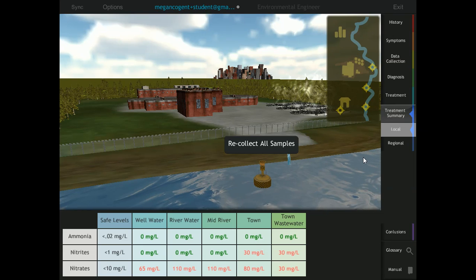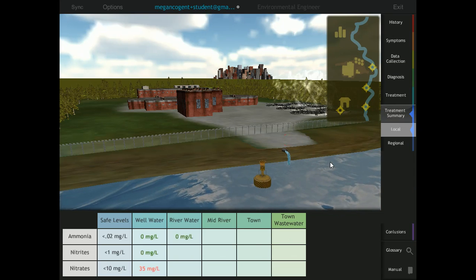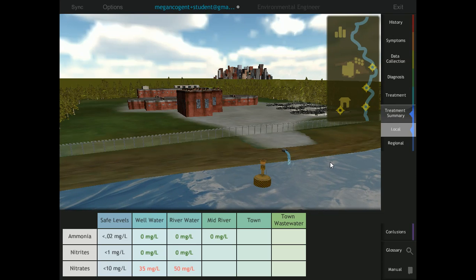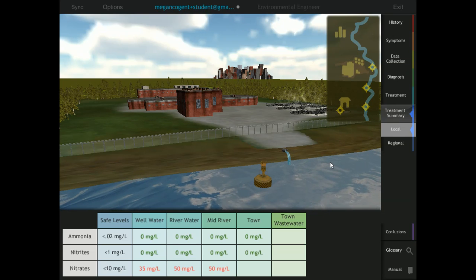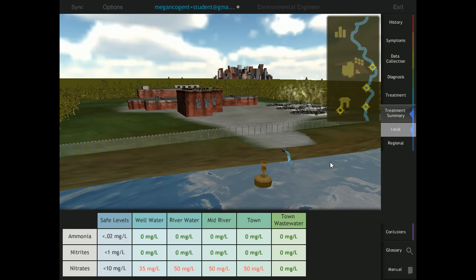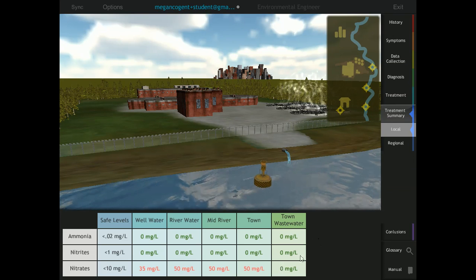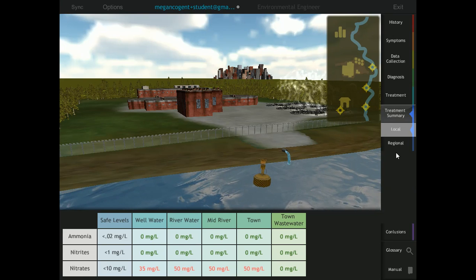After we rearrange the tanks, we would actually go ahead and recollect all of the samples. So here you can see that data populating in the chart below. We're going to recollect that data and see if our hypothesis and our actions have helped correct the situation. And you can see that town wastewater now has levels of all 0, which is great.